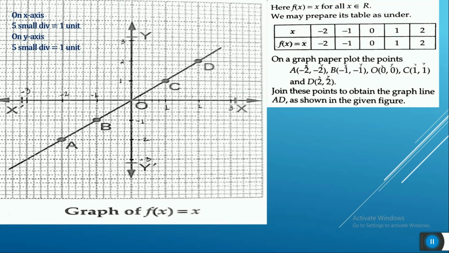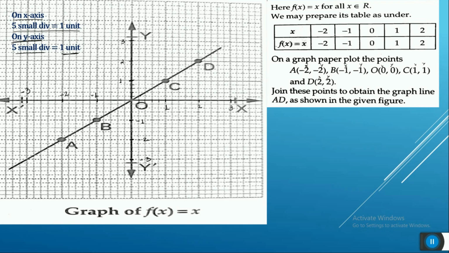So whenever you draw a graph, scaling is very important. So what I have done here is 5 small divisions equals 1 unit. On my x-axis I have written x-axis, x dash, y-axis, y dash. On the y-axis you can see 5 small divisions is again 1 unit. So 1, 2, 3, 4, 5 is 1 unit. Clear? Now let's plot. My point A is minus 2 and minus 2.